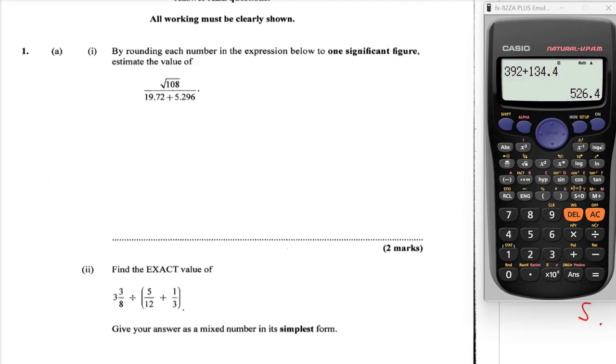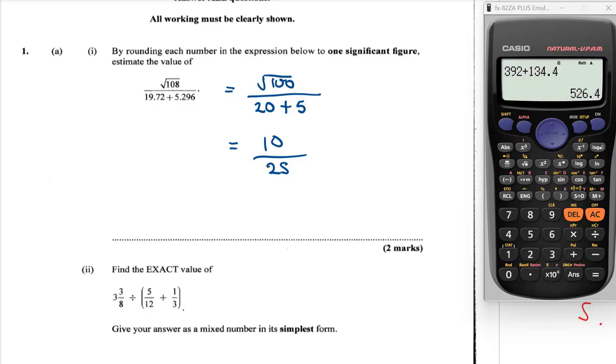I know some persons might misinterpret the question and do it that way. However, we need to just look and round to one significant figure first. So what is 108 to one significant figure? This is going to be 100, divided by what is 19.72 to one significant figure? That is 20. And what is 5.296 to one significant figure? That is 5. So we are left with the square root of 100 divided by 20 plus 5. What is the square root of 100? That is 10. And 20 plus 5 is 25.